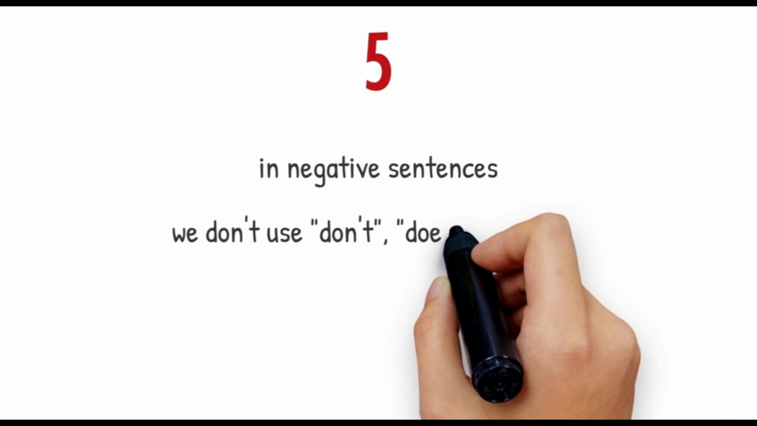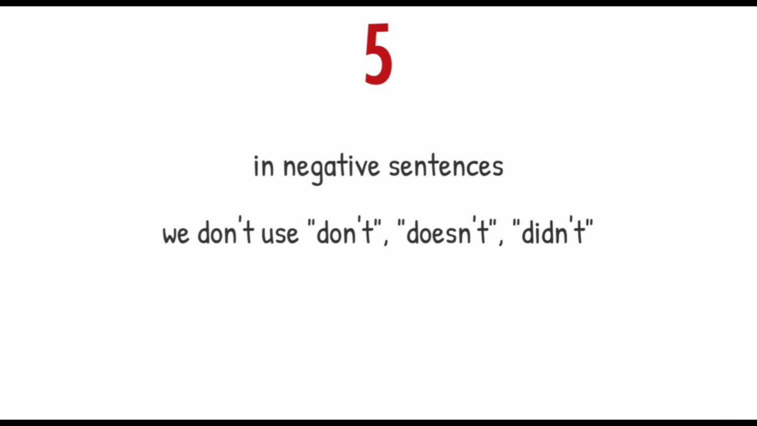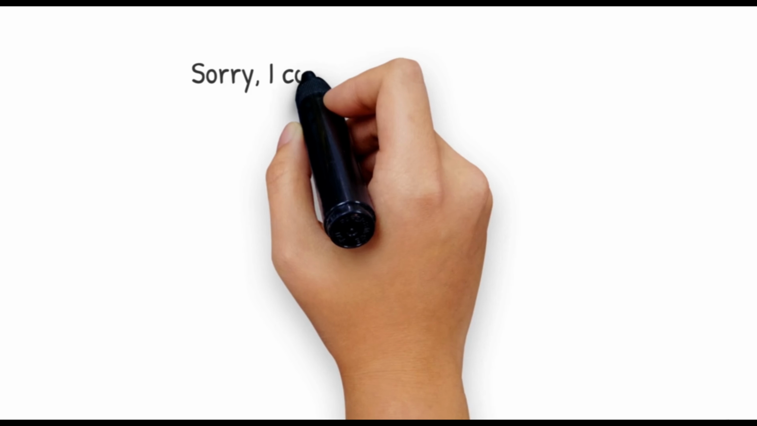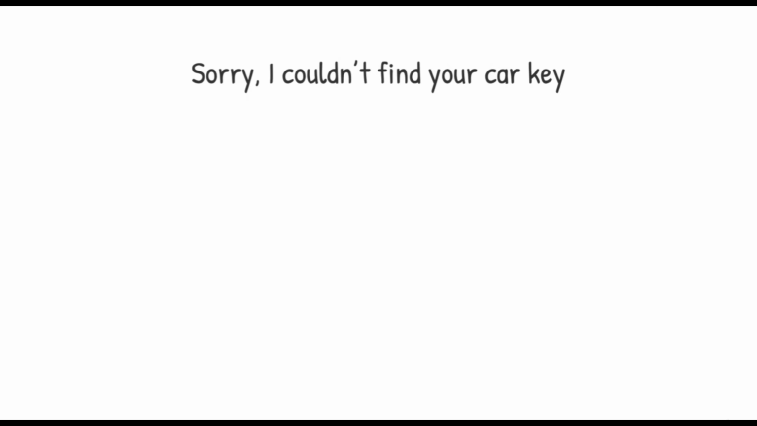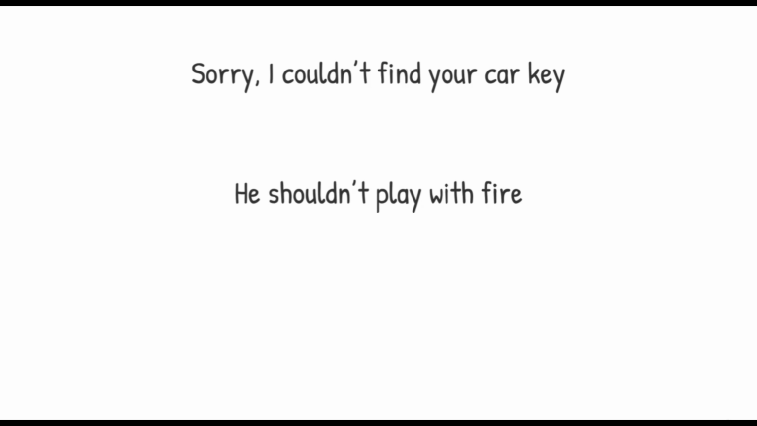5. When we make a negative sentence with a modal verb, we don't use don't, doesn't, or didn't, because modal verbs act like auxiliaries. For example, sorry, I couldn't find your car key. He shouldn't play with fire. He mustn't leave the lecture.